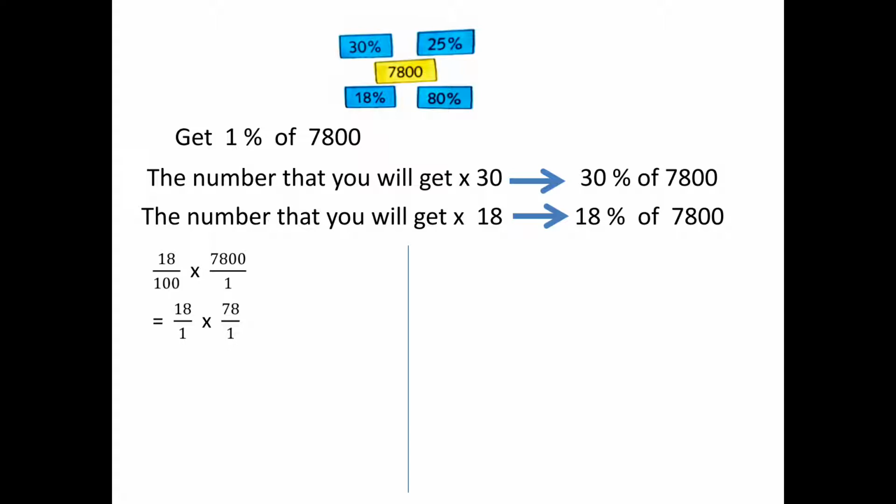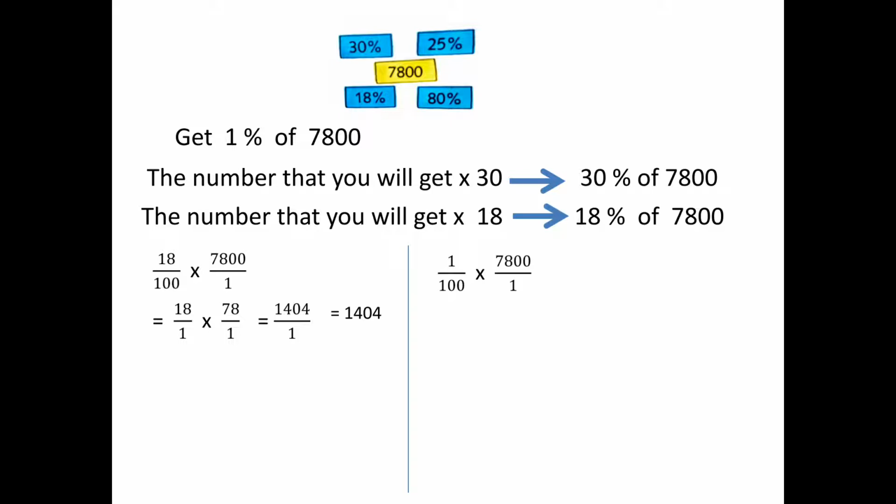Now multiply, and you can do this in your margin. 18 times 78 will give you 1404 over 1. Anything over 1 will give you the same number. Okay, let's do this with the new way. I want to get 1% only of the number that I have.